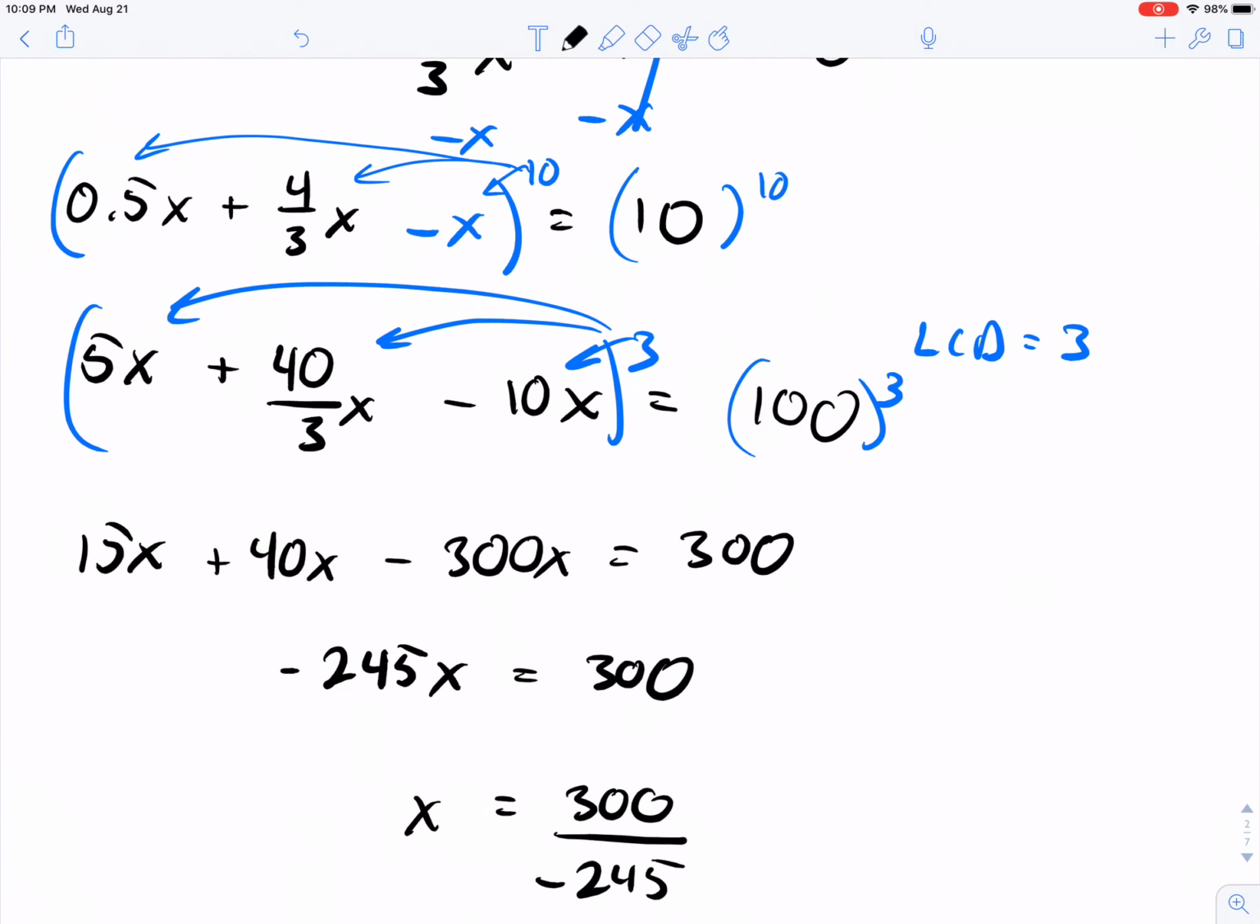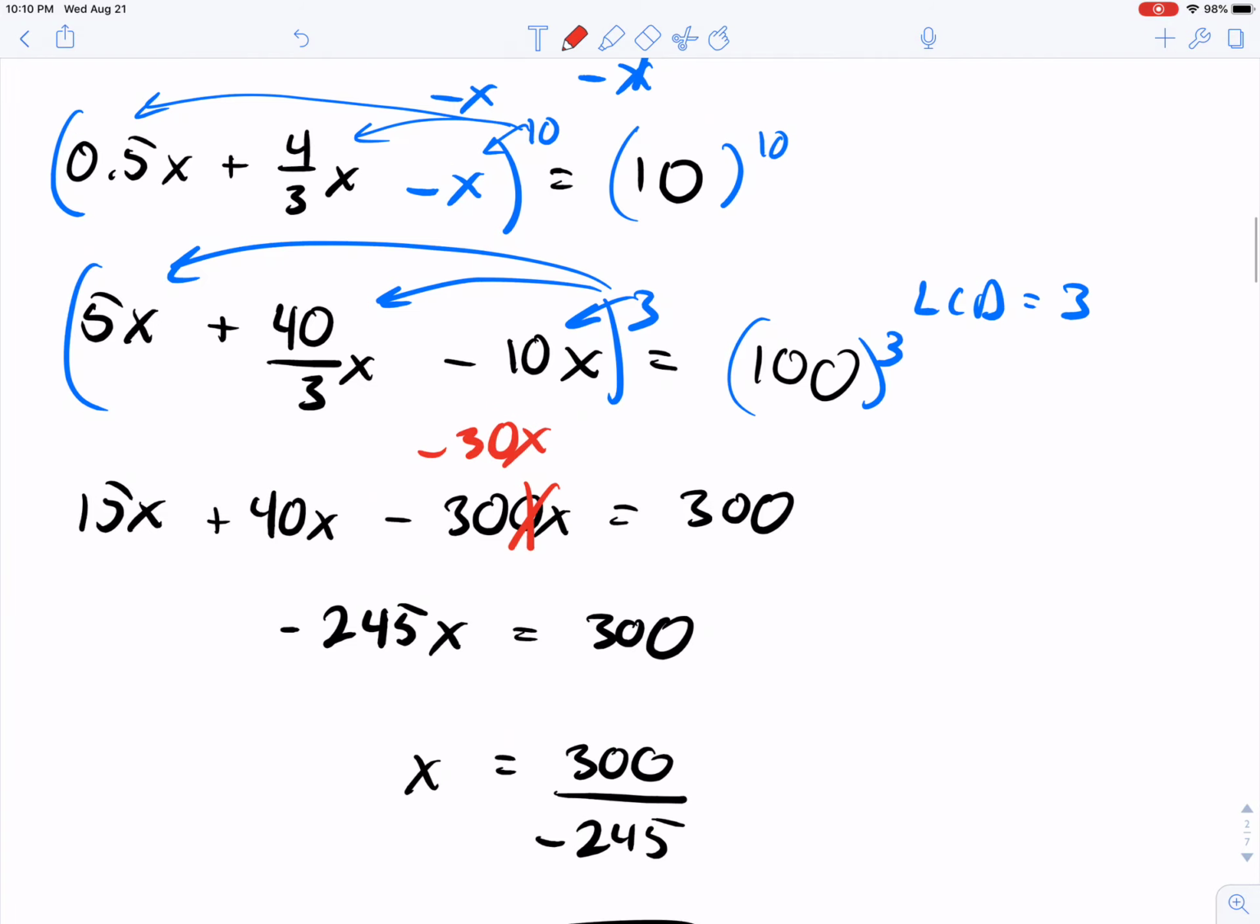Oh, I see where I made my mistake. When I multiplied by 3, I put 300 and it should have been 30. So this right here is where I made a mistake, right there. So that should have been 30x. Okay, so let's make that adjustment.